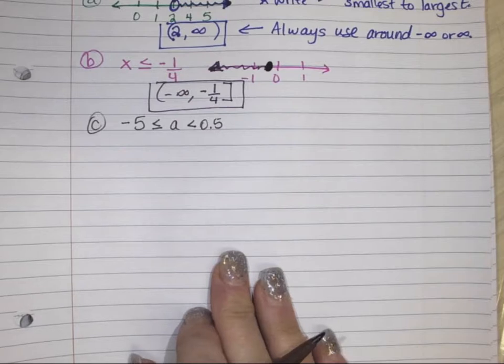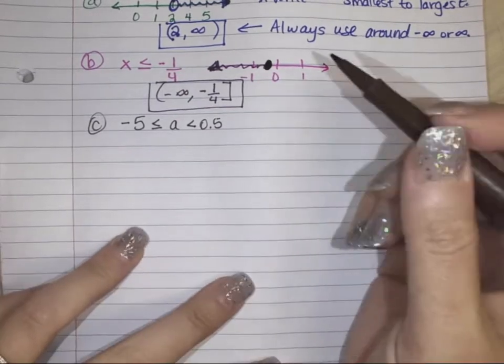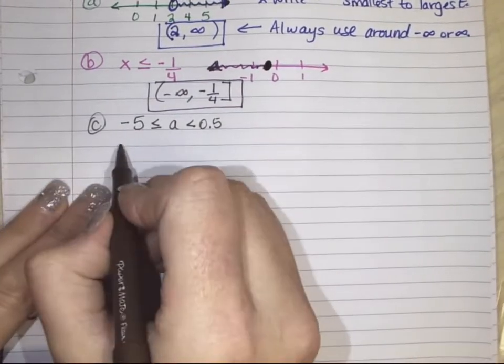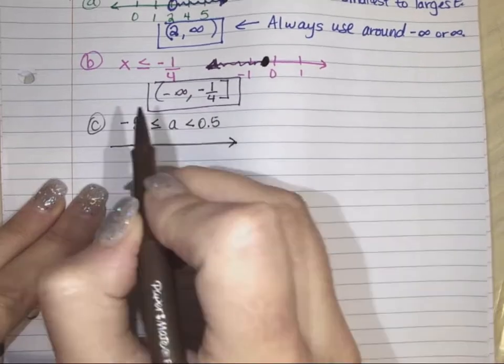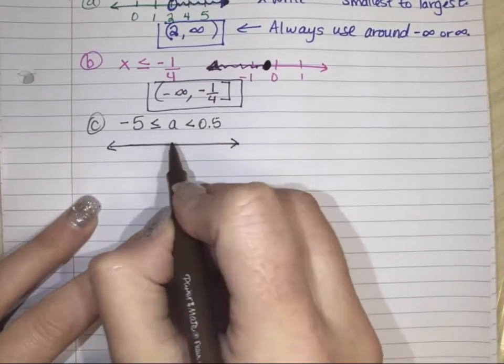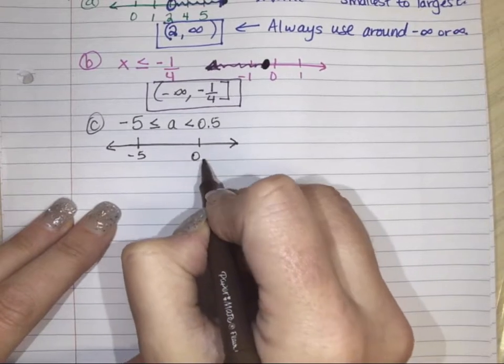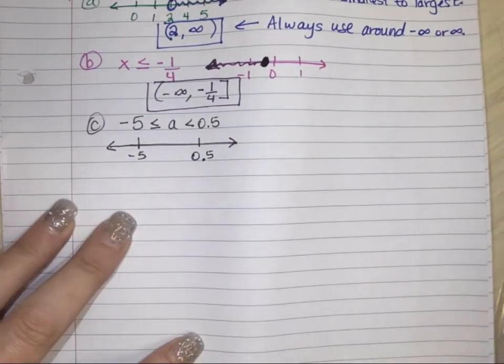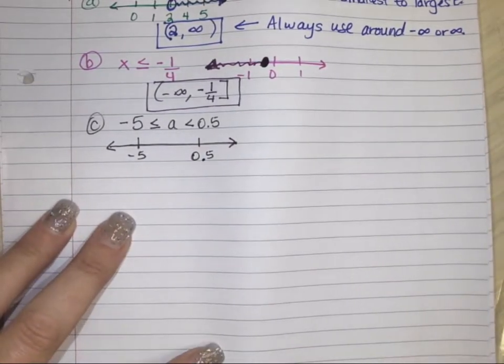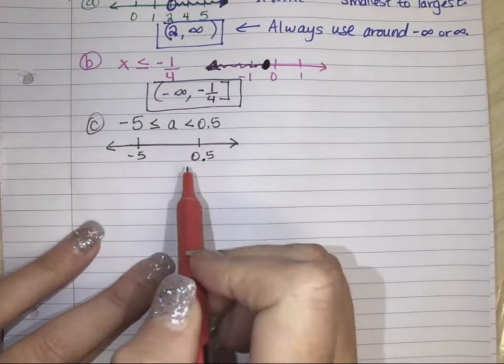So once again, you can think about it, and like I said, you don't have to draw a number line, but it just helps me. So I'm going to draw a number line and place these two values. Of course, -5 will come before 0.5. So we'll just put those two values there. Then let's plot what we have.